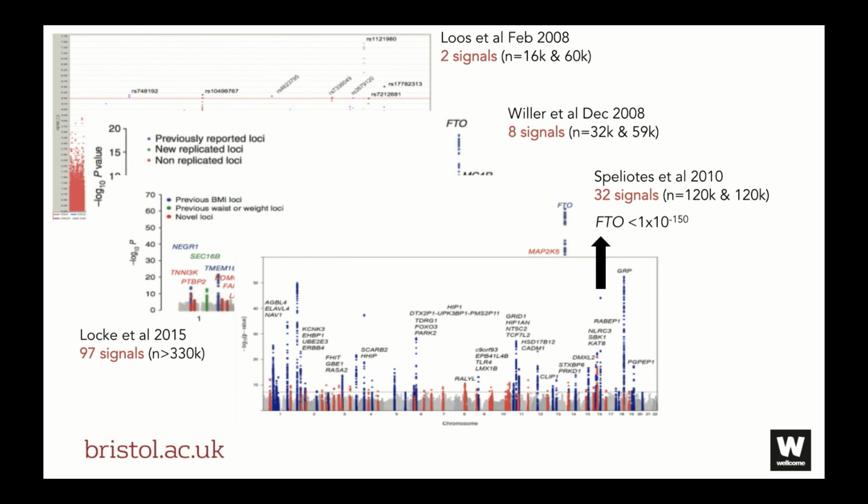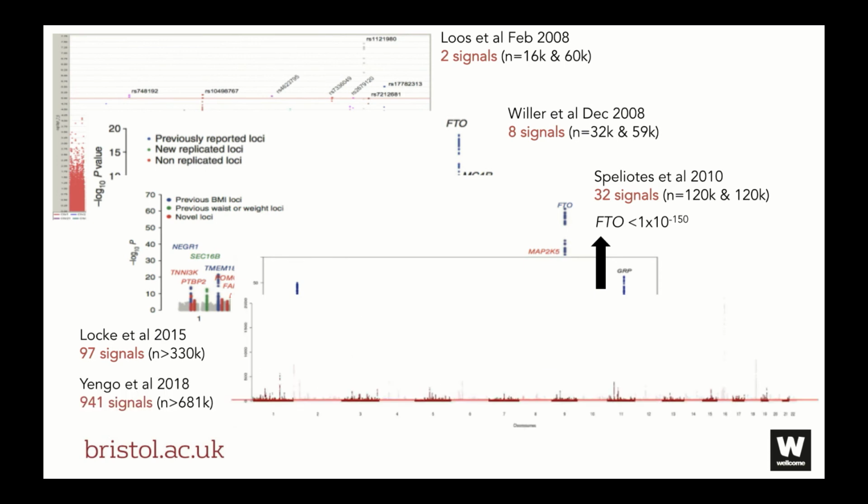And most recently, we have obviously the advent of UK Biobank, which is an amazing resource in the UK. They combined this study with UK Biobank and found, in about 682,000 individuals, 941 genetic variants associated with body mass index. And the p-value, I'm not sure if you can see it, for the top hit is 1 times 10 to the minus 2,000. So a huge association between FTO and body mass index, as well as a lot of other signals.